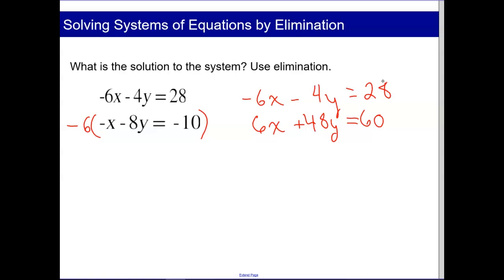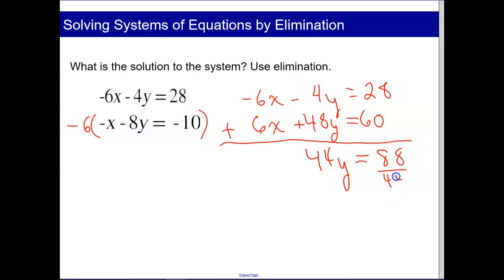And it is okay to multiply the equation by negative 6 because as long as I do the same thing to all of those terms in the equation, it's still the same equation, still equivalent. So I'm going to add these two together. Negative 6x plus 6x is 0. Negative 4y plus 48y, that's 44y, is equal to 88. Divide both sides by 44. And we know y is 2.